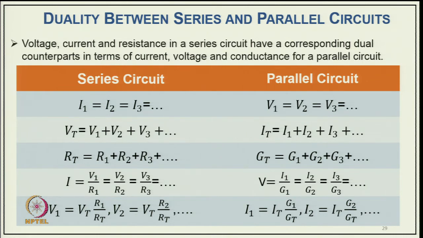Now, coming to the parallel circuit, the voltage across all the elements is equal, corresponding to duality. I mean V1 equal to V2 equal to V3 up to maybe Vn, and the total current is the sum of the currents of all elements, It equal to I1 plus I2 plus I3 plus so on, and Gt, the conductance here, will be the sum of G1 plus G2 plus G3. Your voltage will be I1 upon G1 equal to I2 upon G2 equal to I3 upon G3, because voltage is the same across all elements, and current I1 will be It into G1 upon Gt, and I2 will be It upon Gt, which is virtually the voltage, multiplied by G2, will be the current corresponding to that. So, this is the concept of duality in series and parallel circuits.